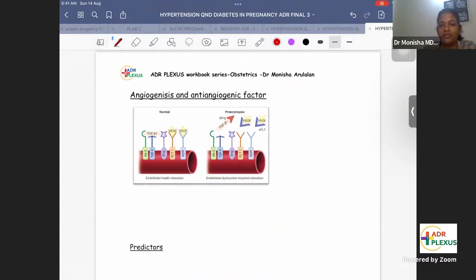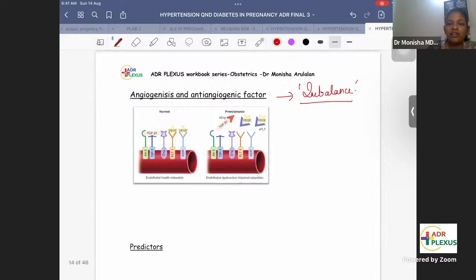Very new and upcoming is the angiogenic and anti-angiogenic factors. Remember, there is an imbalance of these angiogenic and anti-angiogenic factors, so that is leading to the development of preeclampsia. Remember, what are the anti-angiogenic factors? That is very important. There are a lot of anti-angiogenic and angiogenic things, but we will remember only two things that are very important from the exam point of view.